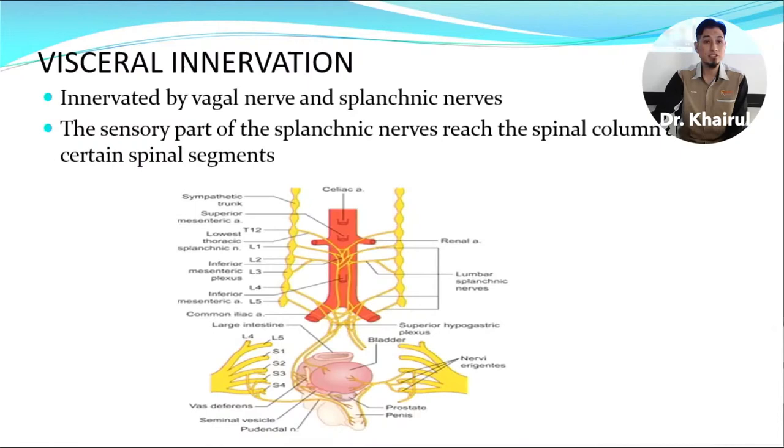Another consideration is the visceral innervation. The viscera are innervated by the vagal nerve, which is the parasympathetic innervation, and the splanchnic nerve, which is the sympathetic innervation. The sensory part of the splanchnic nerves reach the spinal column at certain spinal segments.